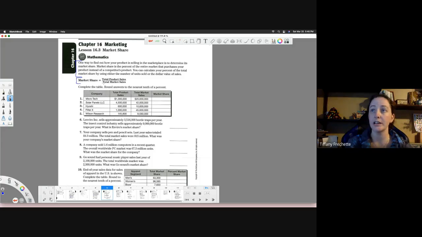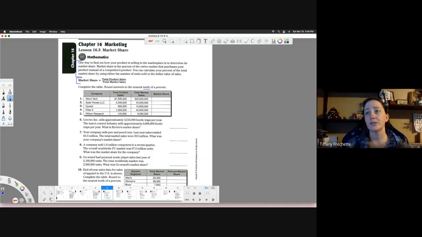So we have market share equals the total product sales divided by total market sales. So we're looking at how much do we sell for our product on the top, and then on the bottom of the fraction, the total market, everything across the board, including all the competitors. So in this table, they want us to complete it to 1/10 of a percent. Make sure you're paying attention to that part. It tells you how to round it.